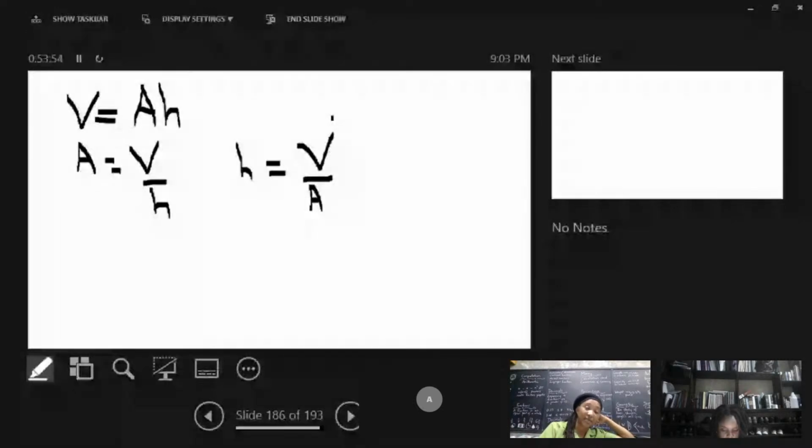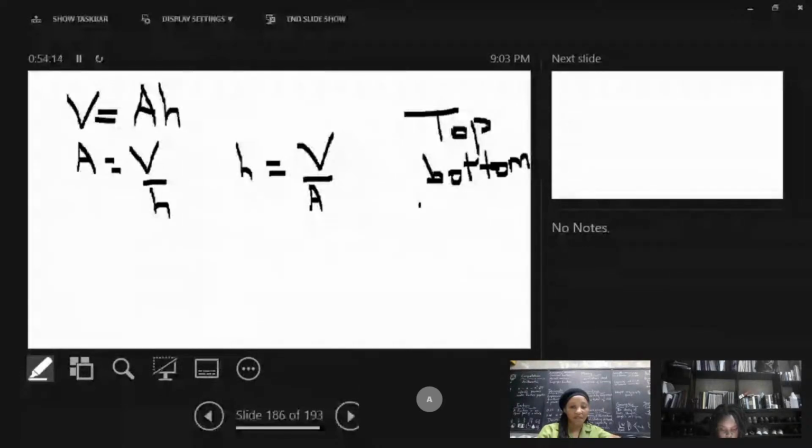For prisms, remember, the top is the same as the bottom, an exact replica of the bottom. Top and bottom are the same. If they are not the same, you can't use that formula. It's going to have to be a different formula, which we're going to do.